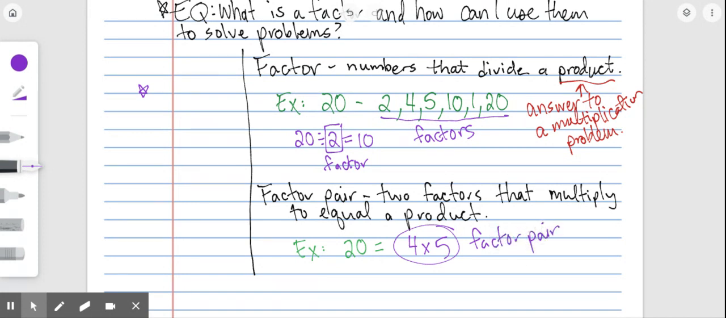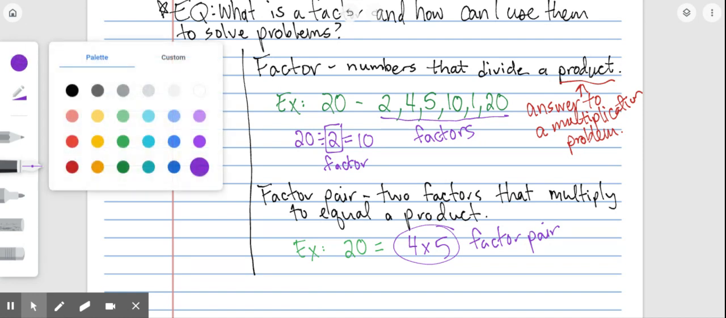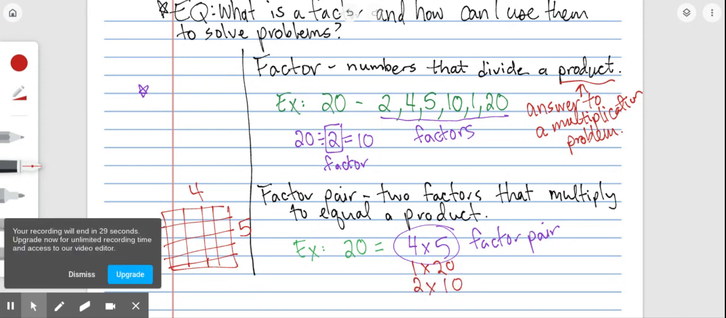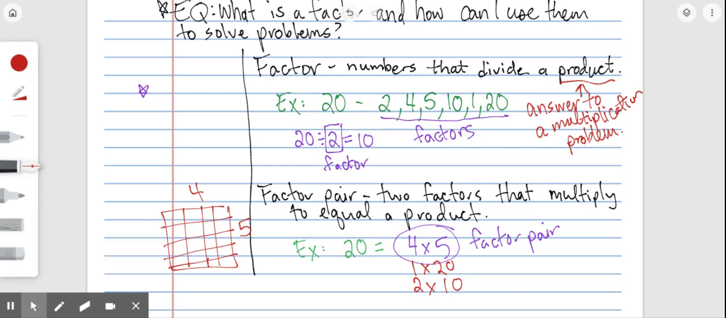Now the cool thing is we can use factor pairs to make arrays and those sorts of things if you remember what an array is. Over here on the left-hand side, I'm going to draw my 4 by 5 array. So 5 on this side, 4 on this side. If I count up all the squares that I've just now made, I've made 20 squares. So I've made an array. Factor pairs of 20 are also 1 and 20. So that's another factor pair. And also 2 and 10. All right, so that's video 1.